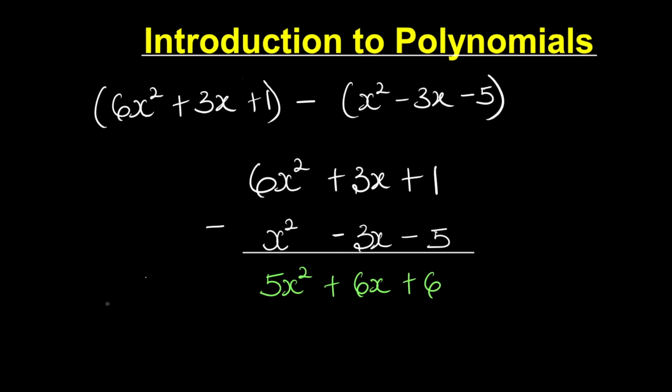Therefore, we can conclude that 6x squared plus 3x plus 1 minus x squared minus 3x minus 5 is equal to 5x squared plus 6x plus 6. That is our final answer.